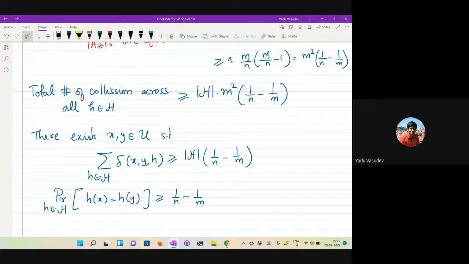Is this calculation clear? It's just simple algebra. Nothing particular about hash families and so on. It's talking about any function. You cannot do better than hope for a collision probability of at most 1 over n. That's what this is. Any questions so far?